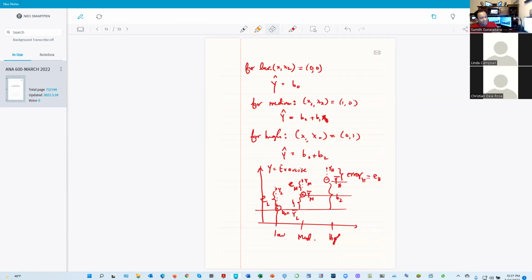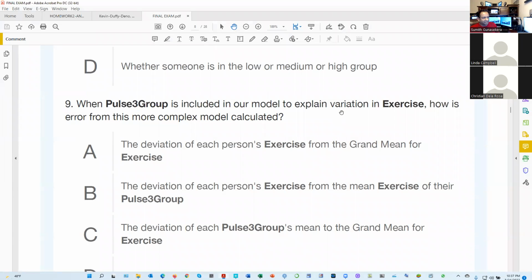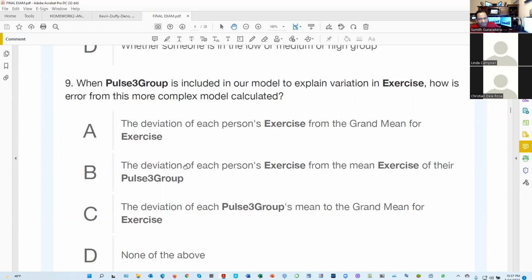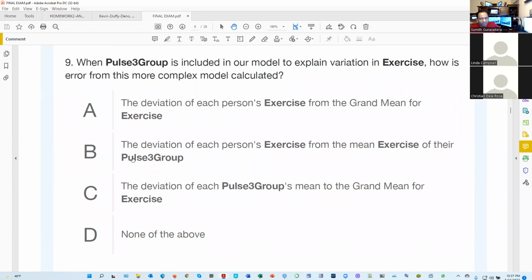One of the errors. Okay, there are 3 types of errors involved with that one. But when the Parseval's model explains variation in excess, how is the error from the complex model calculated? That means they are referring to error here as what? The sum of squared error calculated with respect to each one's means. Okay, so that should definitely be.